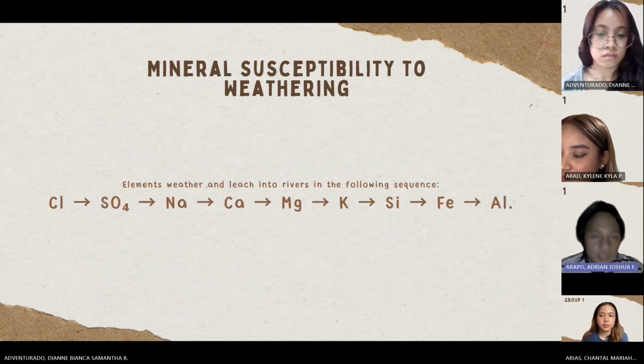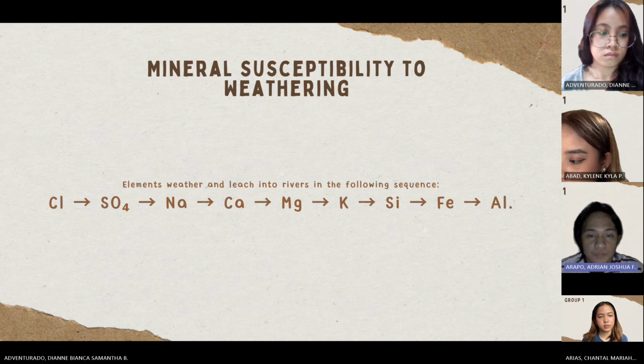Okay. So as the minerals weather, elements leach out and enter the rivers in predictable sequence. I took the example of rivers because most of the time rivers are moving, which causes weather. So the sequence would be chloride, sulfate, sodium, calcium, magnesium, potassium, silica, iron, then aluminum. Next slide, please.